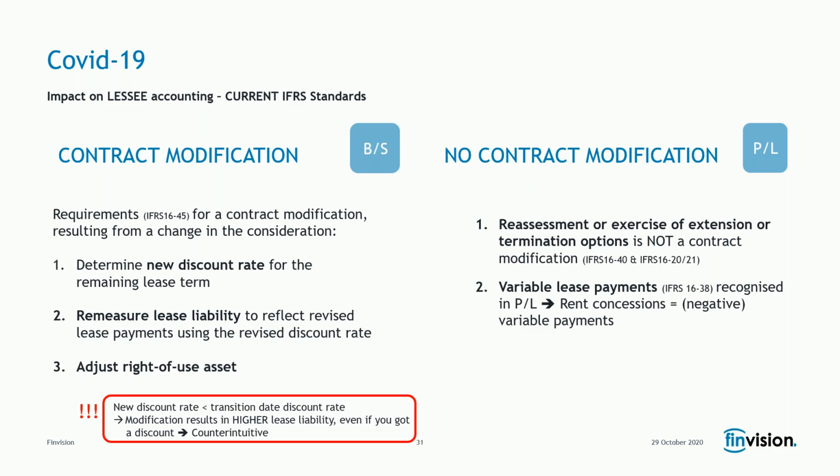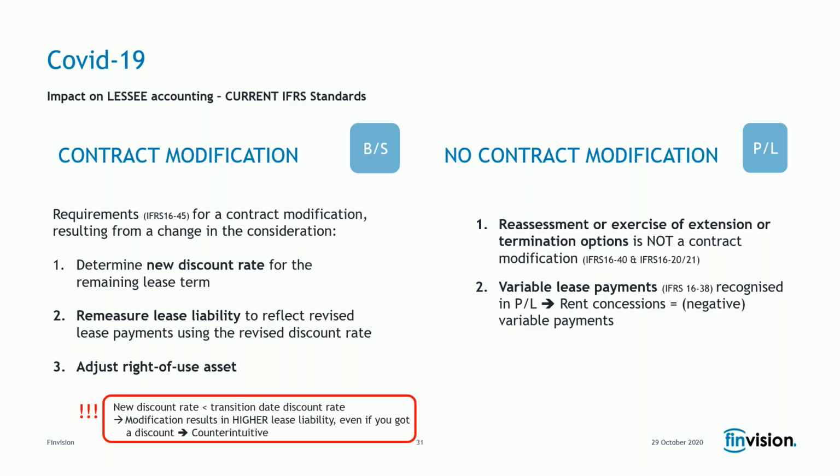But what is a little bit contradictory is that in a lot of cases, the new discount rate would have been lower than, for instance, the discount rate at the transition date. And as such, modifications would have resulted in higher lease liabilities, even if you got a discount, even if you got a rent concession, which is a bit counterintuitive.